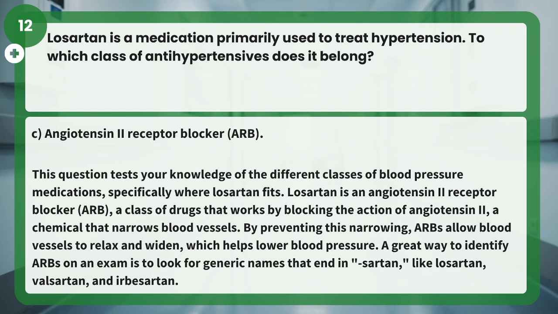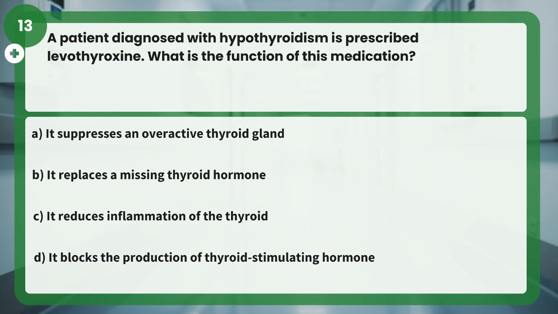A great way to identify ARBs on an exam is to look for generic names that end in sartan, like losartan, valsartan, and irbesartan. Question 13. A patient diagnosed with hypothyroidism is prescribed levothyroxine. What is the function of this medication?